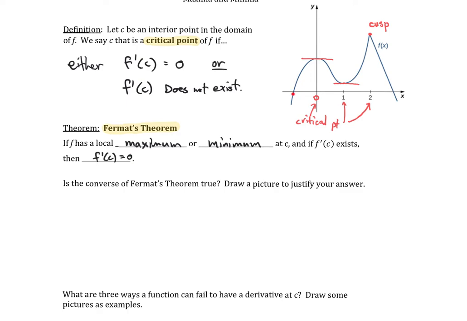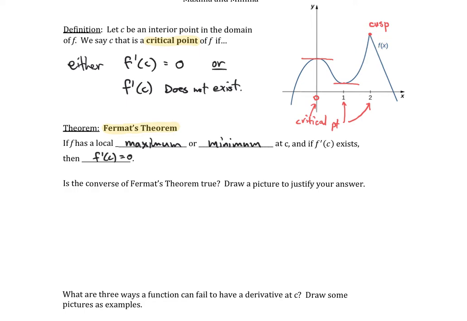So if we looked at our example up above, this function f of x is not differentiable at 2, but this does not violate the theorem because f prime of c doesn't exist on this picture up here. So this is not a counterexample. Fermat's theorem just doesn't apply for this particular point.